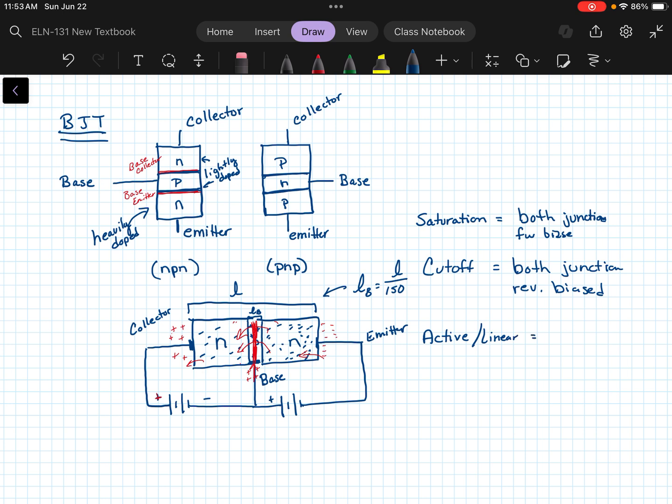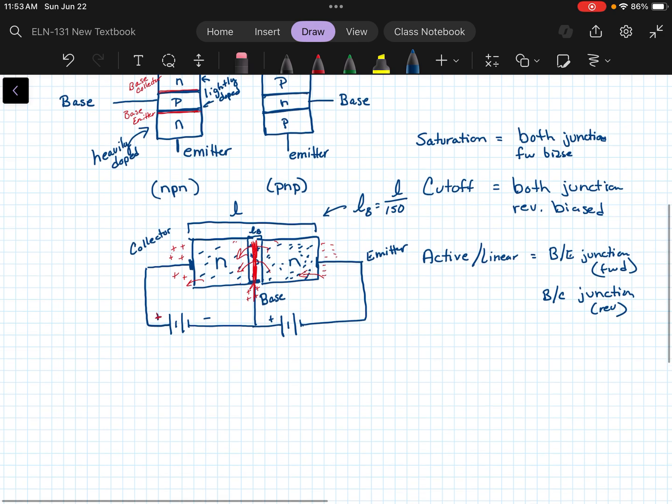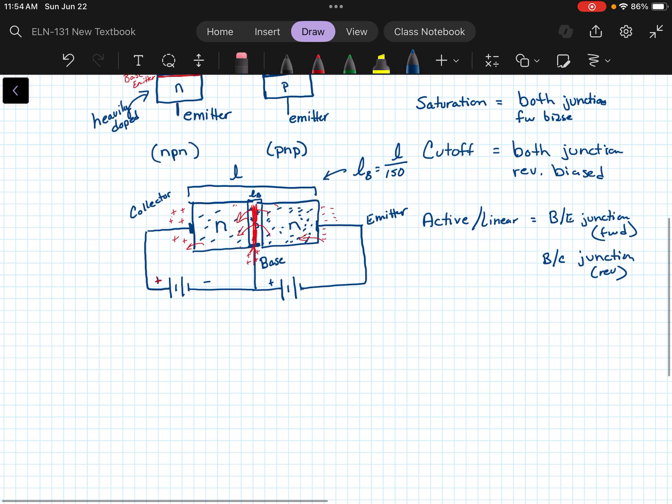And that's what we call the active or linear region, where the base to emitter junction is forward biased, and the base to collector junction is reverse biased. Okay, so let's look at a graph and see what this really means.